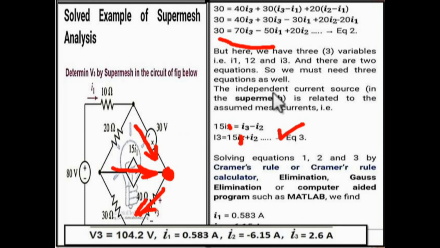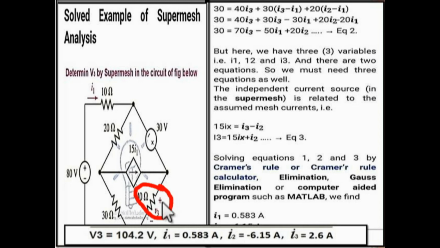And now by using all the three equations and calculating, you can find the values of I1, I2 and I3. So I1 is equal to 0.583 ampere, I2 is equal to minus 6.15, and I3 equal to 2.6 ampere. Then you can also find the voltage across this 40 ohm branch, that is V3 equal to I3 into R3, so 104.2 volt.